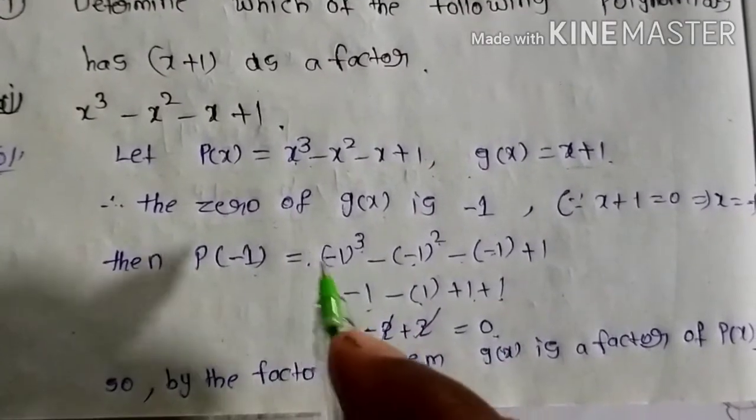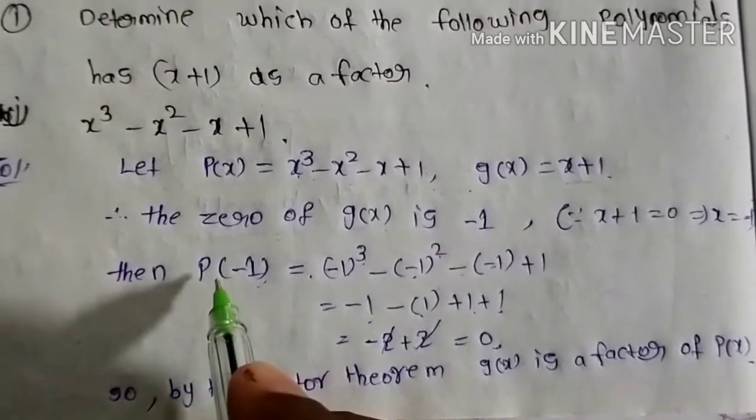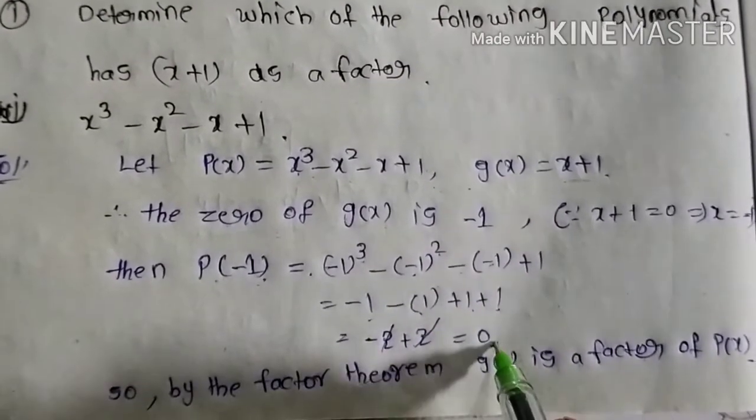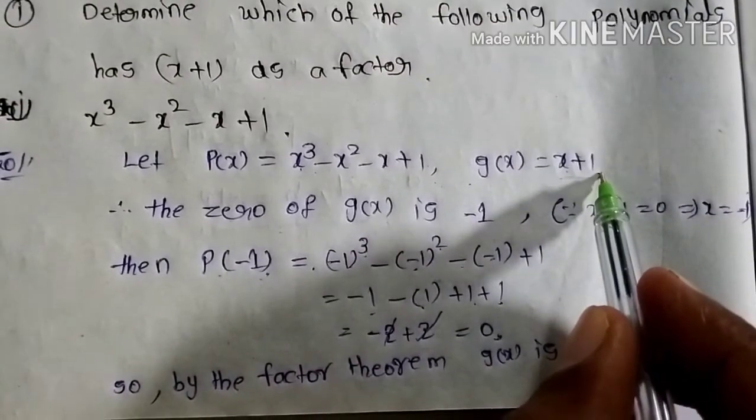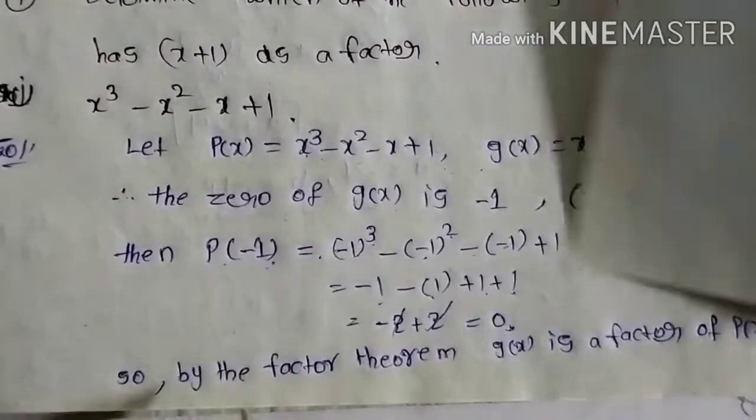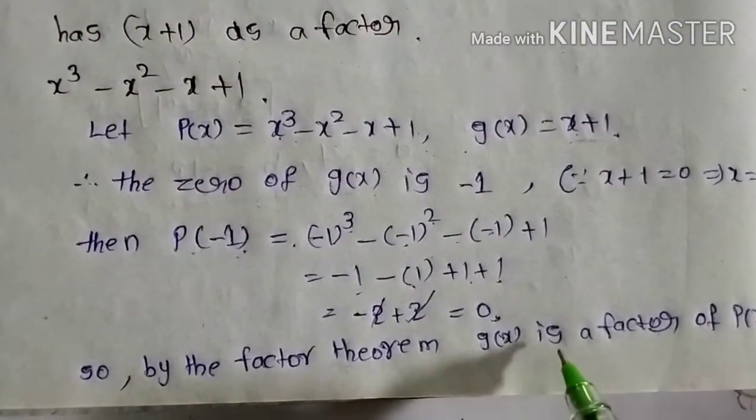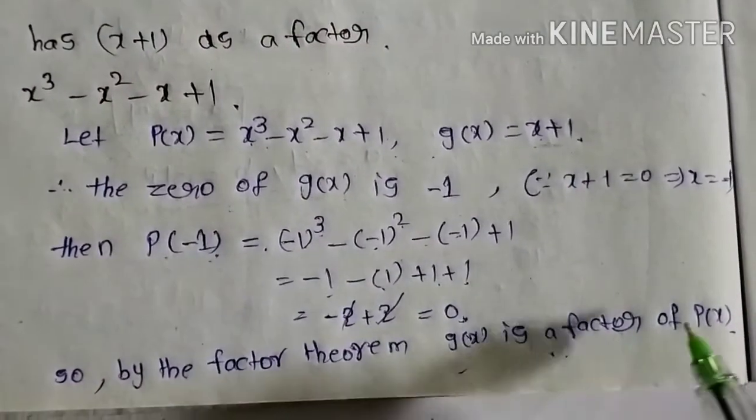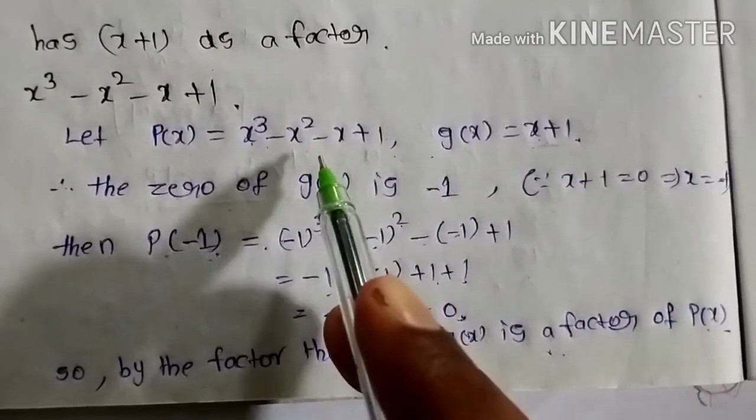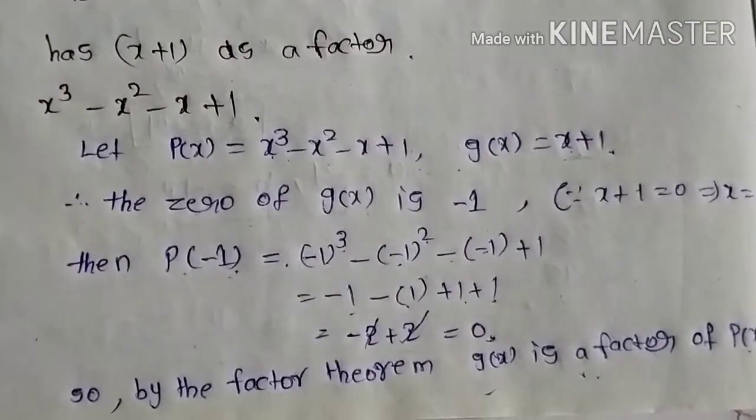Yes, from the factor theorem, you know that if p of minus 1 is equal to 0, if p of a is equal to 0, can you say x plus 1 is a factor of the given polynomial or not? Yes, so that is what I have written here. So, by the factor theorem, g of x, that means here g of x means x plus 1, x plus 1 is a factor of x cube minus x square minus x plus 1. In this way, you can do similar problems.